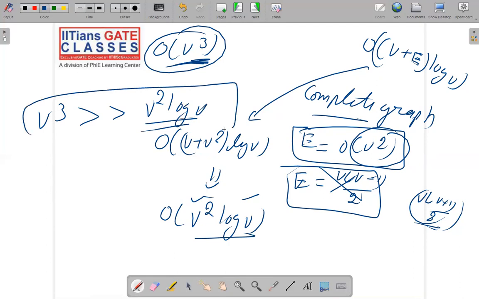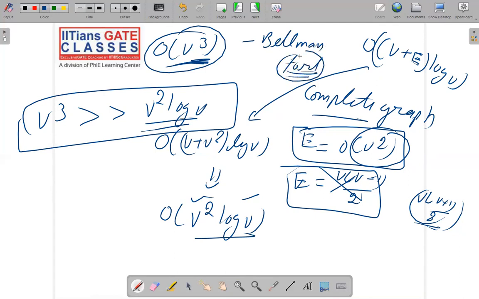So Bellman-Ford algorithm is order of V cube. I'm going to explain the Bellman-Ford algorithm for now and close this lecture, but it will take order of V cube, which is greater than the Dijkstra algorithm, remember this. But Bellman-Ford solves the problem of negative edge weight. The Dijkstra algorithm cannot work on negative edge weight. We just have seen the example.